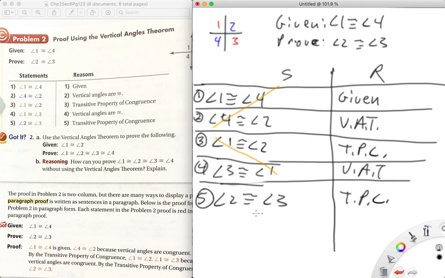Notice there's two types of transitive properties. There's transitive property of equality, TPE, and there's transitive property of congruency. They do the same process, but congruency deals with the congruent symbol, equality deals with the equal symbol. Please know the difference between the two because you will state them separately.